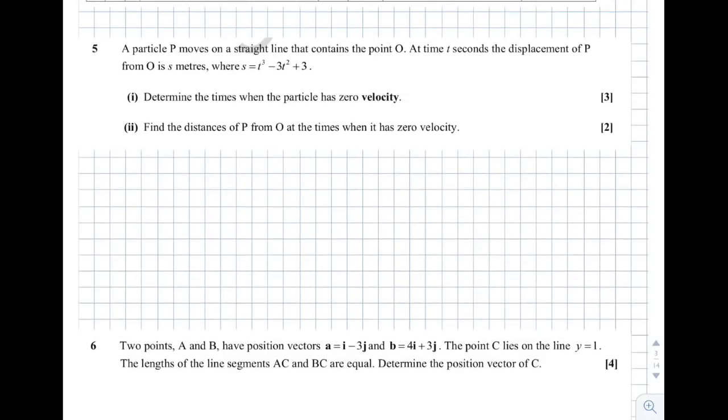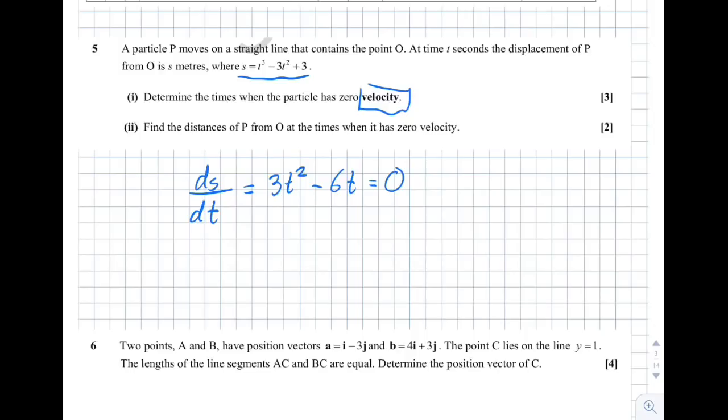Okay, question 5. A particle P moves on a straight line that contains the point O at time t seconds. So they're giving us the displacement of this particle. So we've got an equation to tell us how far away from the origin the particle is. It says determine the times when the particle has 0 velocity. Now what we need to realise here is they've given us the displacement, we want velocity. So to get velocity from displacement, we have to differentiate it. So we're going to have to do ds by dt, and then t cubed is going to become 3t squared. Minus 3t squared is going to be minus 6t, and the 3 will disappear. And then we know that's got to equal 0 because we want 0 velocity.